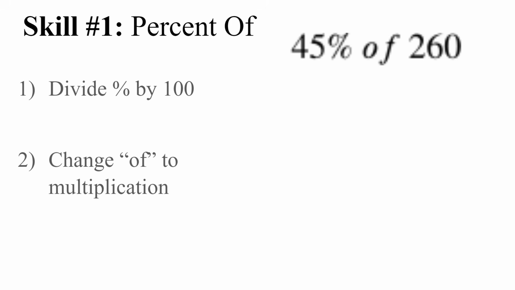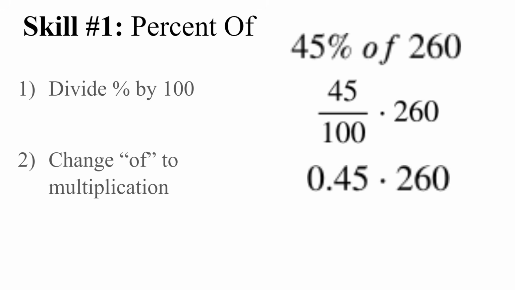So, for example, let's say we have 45% of 260. We divide by 100, so 45 divided by 100, and we change the of to a multiplication sign. 45 divided by 100 is 0.45. And now 0.45 times 260 is 117.